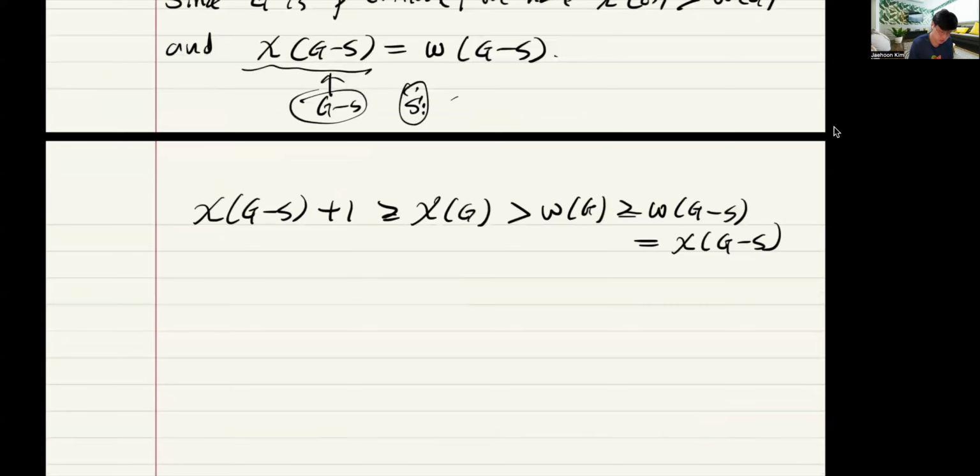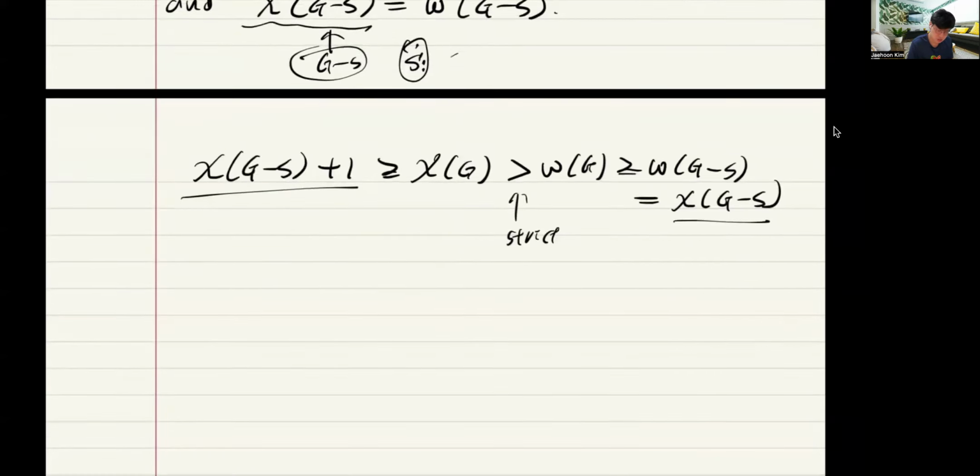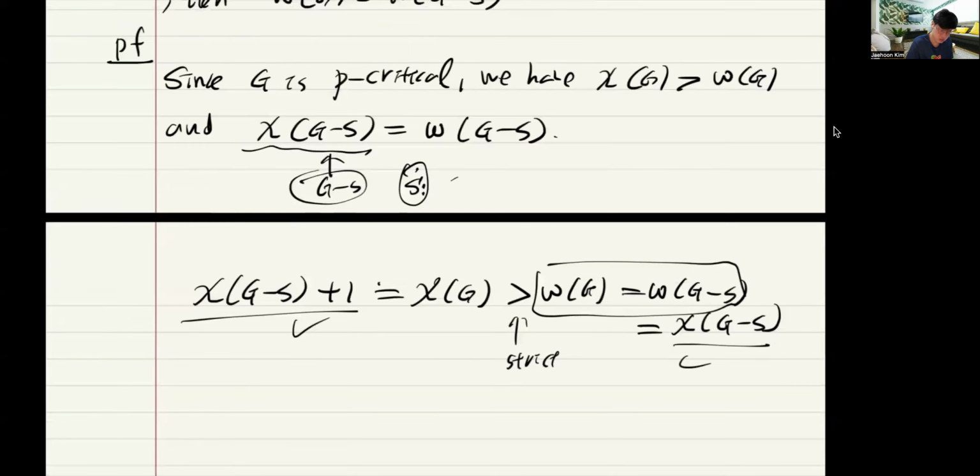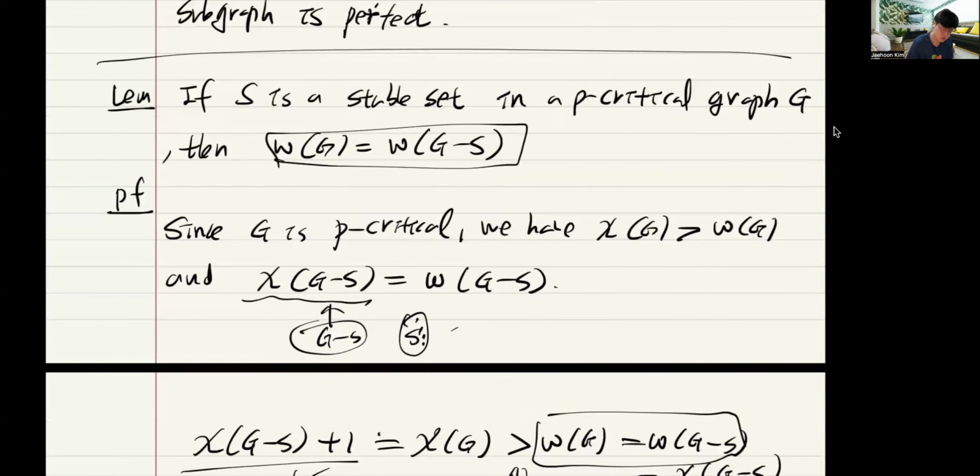So what do we have? This and this have only a gap of 1. But this is a strict inequality. This and this differ by 1, and that's a strict inequality. Then everything else has to be equality. This is equality, this is equality, this is equality. So we have this conclusion.